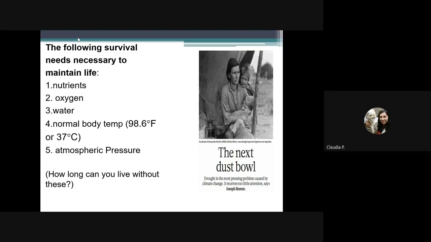So the first one we're going to look at are nutrients. So nutrients we get through our food. If you are in a coma, you get your nutrients through an IV, you get it through your vein, you get a very special combination of fluids. But you need access to nutrients because that is what your cells need to stay alive. And so, does anybody have an idea of how long we can survive without nutrients? Food, essentially, nutrients referring to food.